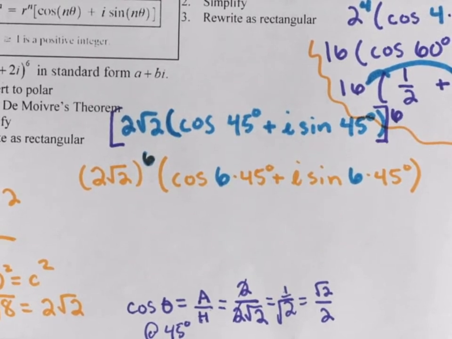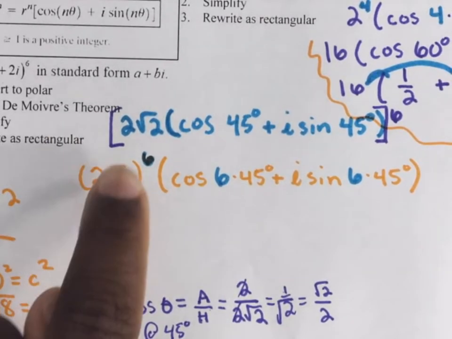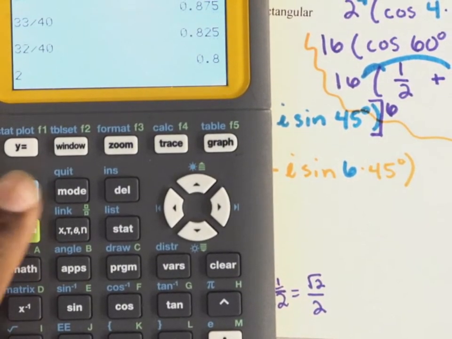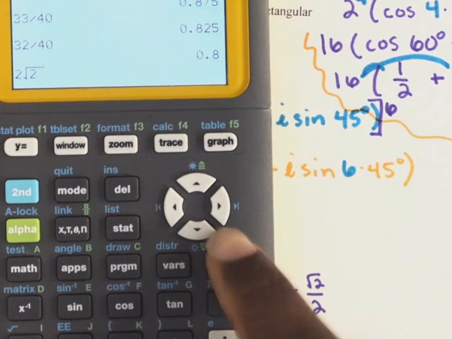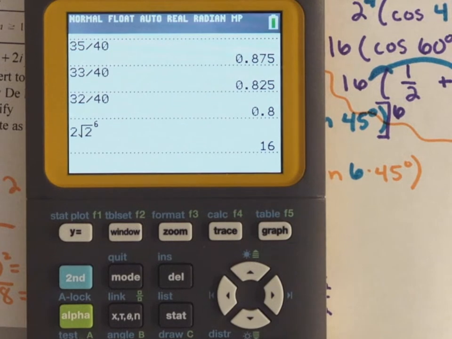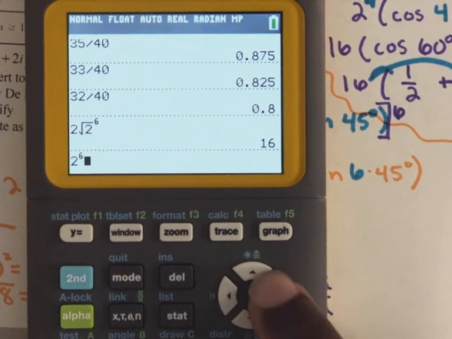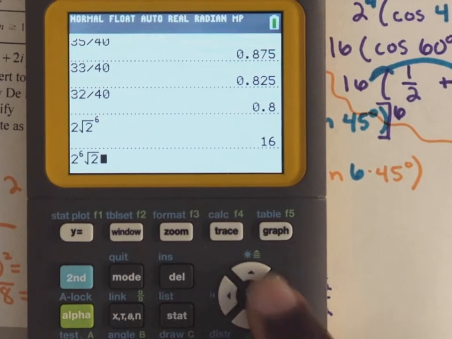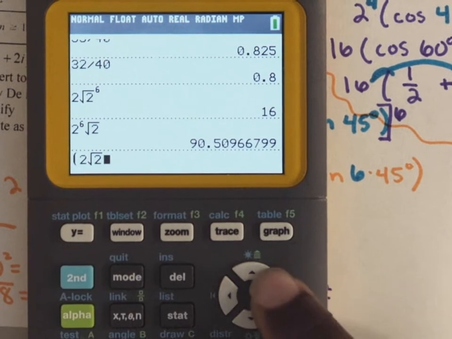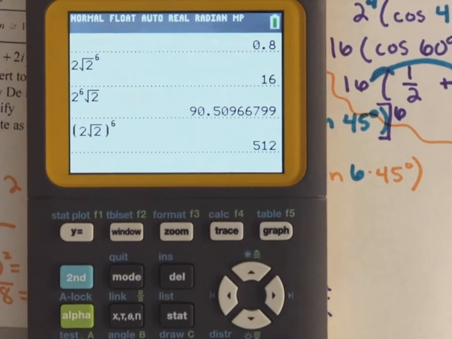What'd you get? 512 is what I got. 512. Okay, 512 it is. I'm going to do it by hand. So some problems I see is people put it in their calculator and they don't do the parentheses, and it just does root 2 to the 6th power. If you don't use parentheses, you get 16, that's not right. Some people do 2 to the 6th power times root 2. That's not it either. You need parentheses if you're going to do it in your calculator. And you get 512.